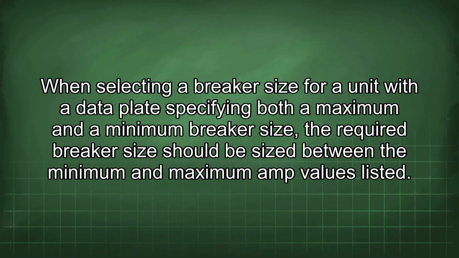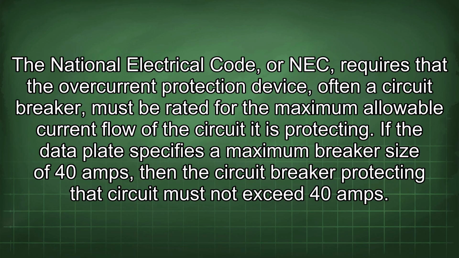When selecting a breaker size for a unit with a data plate specifying both a maximum and a minimum breaker size, the required breaker size should be sized between the minimum and maximum amp values listed. The National Electrical Code, or NEC, requires that the overcurrent protection device, often a circuit breaker, must be rated for the maximum allowable current flow of the circuit it is protecting.